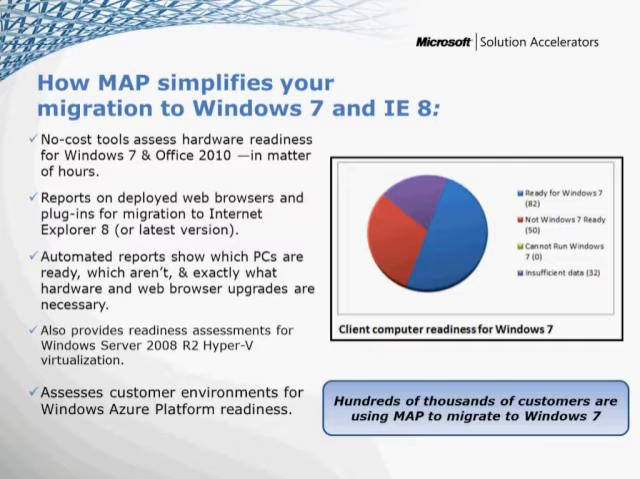As part of Windows 7 deployment, it is important to understand deployed web browsers' compatibility with Windows 7. MAP's Internet Explorer assessment examines currently installed web browsers and provides comprehensive details for Windows 7 readiness planning. It's important to know that MAP can also help you in planning for the Microsoft Office 2010, Windows Server 2008 R2 Hyper-V Private Cloud, and the Windows Azure platform.